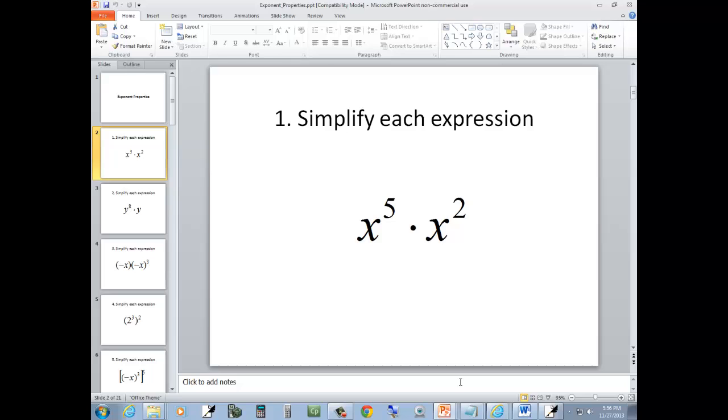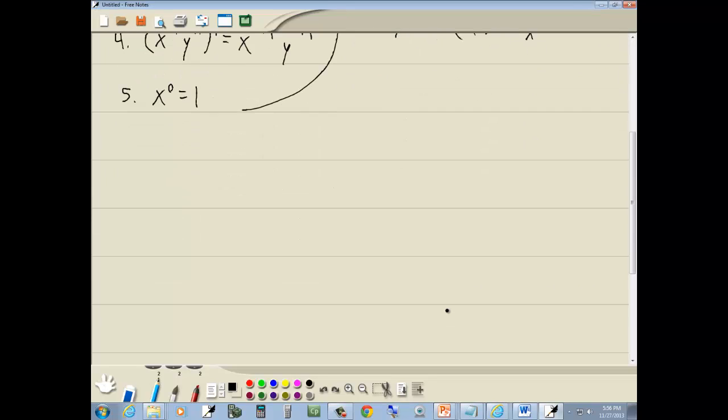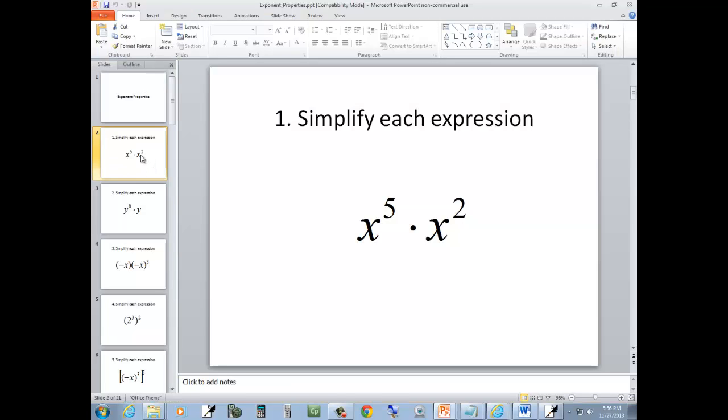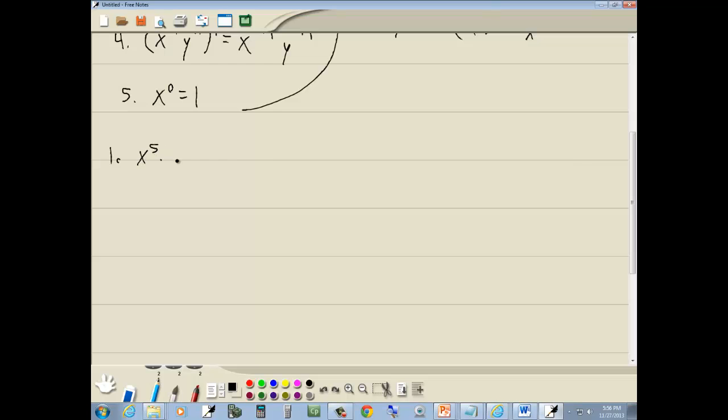So let's look at our first problem. Some of these will be pretty short. We got x to the fifth times x squared. Now if you got x to a power times x to a power, you add the exponents. So we got 5 plus 2, which gives us x to the seventh.